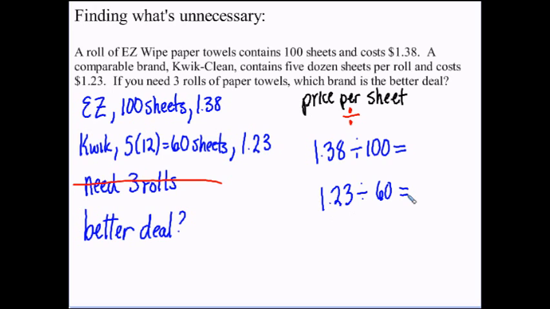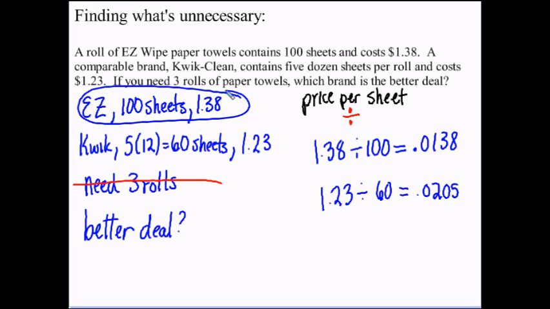Okay. So if I take $1.38 and divide it by 100, it's going to be 0.0138 per sheet. So a penny. And then if I take $1.23 divided by 60, I get 0.0205. So 2 pennies per sheet. So the $1.38 for 100 sheets is the better deal. So that's what we have. Easy white paper towels are the better deal.